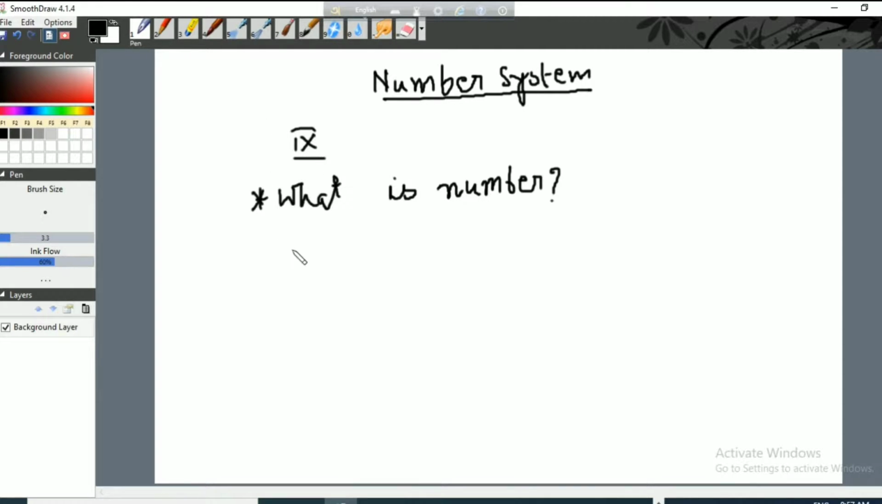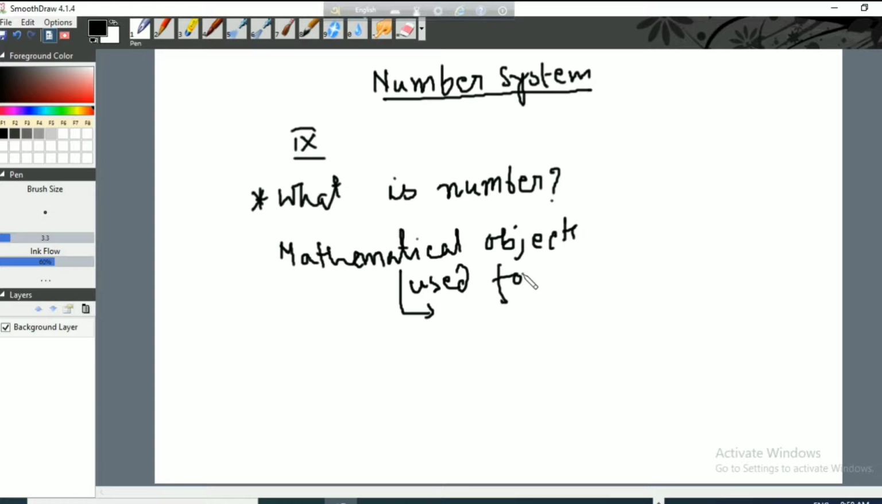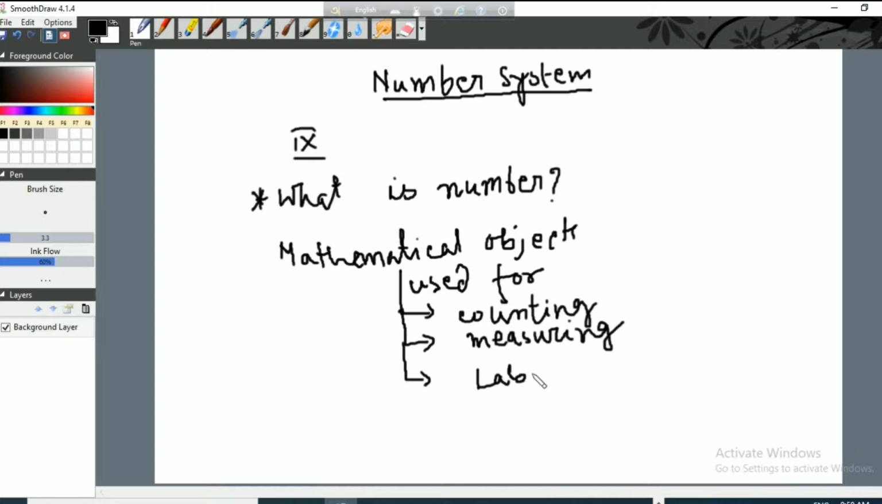Numbers are mathematical objects used for counting, measuring, and labeling, etc.